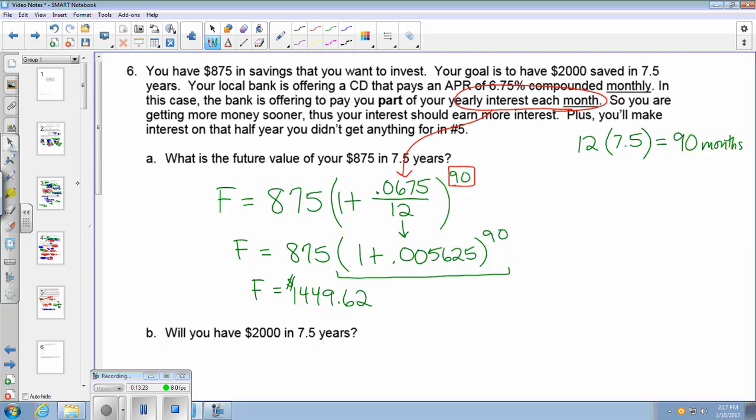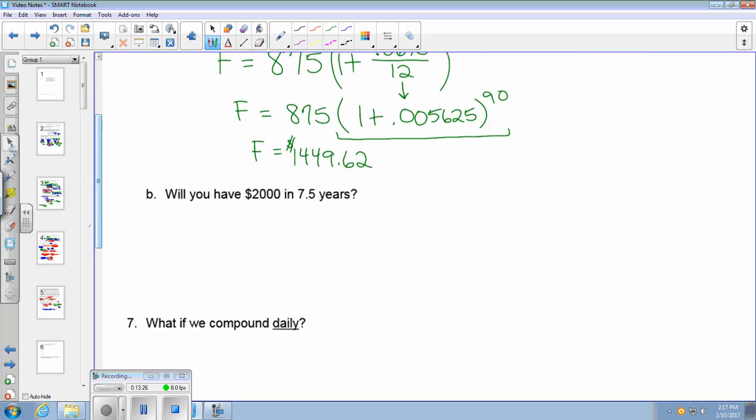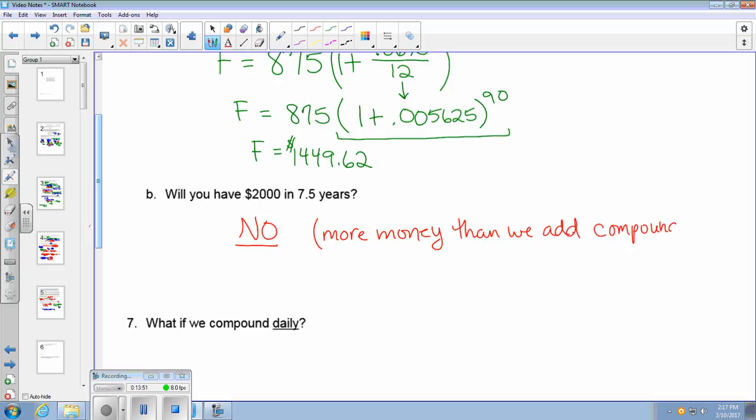All right, so part B, will you have $2,000 in 7.5 years? Unfortunately, no. But note, if you go back to the previous page, we do have more money than we would if we didn't do compound interest spread out over 12 months, or compounded monthly. So more money than we had when we did compounded annually. So again, compounding monthly gave us a little bit more money than when we compounded annually.